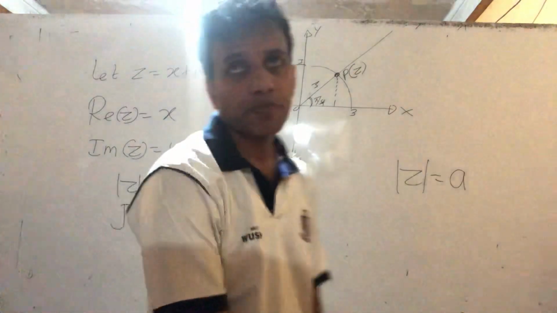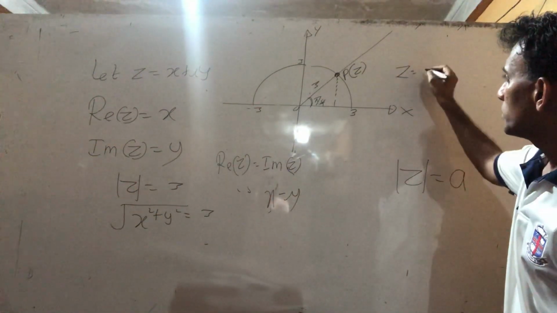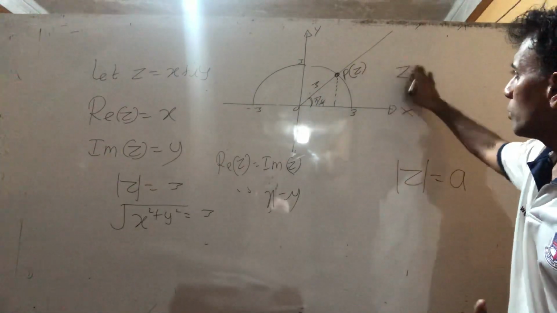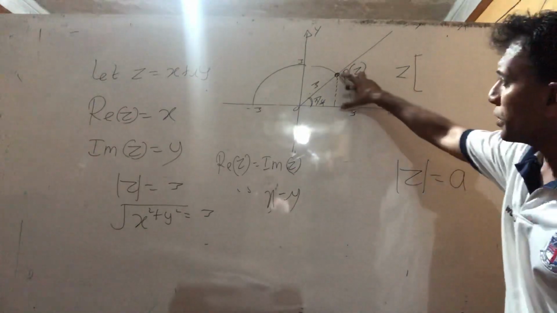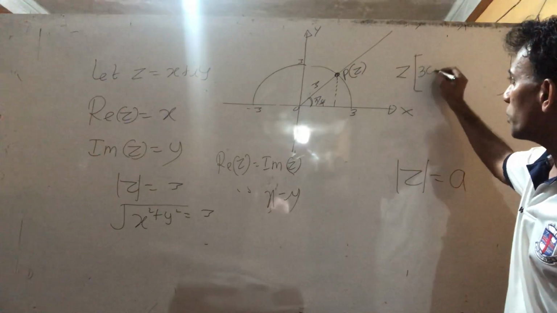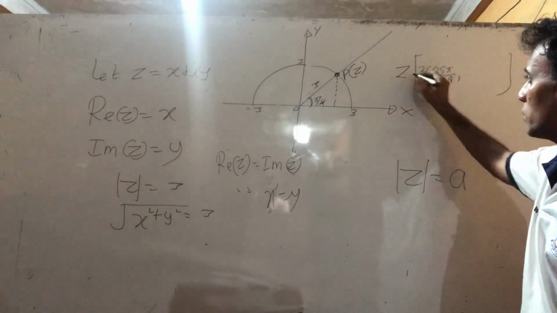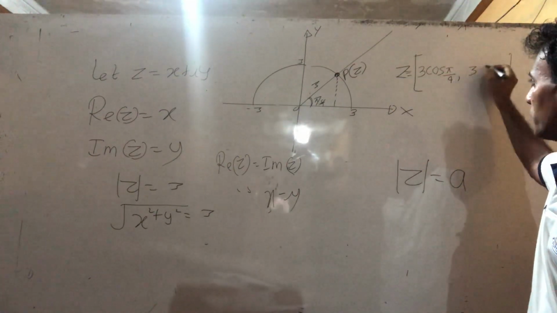Pi by 4. Therefore, we can write z equal... any method you like. If I write the coordinate first, what is the coordinate? X value 3 cos pi by 4, comma, what is that? 3 sin pi by 4.